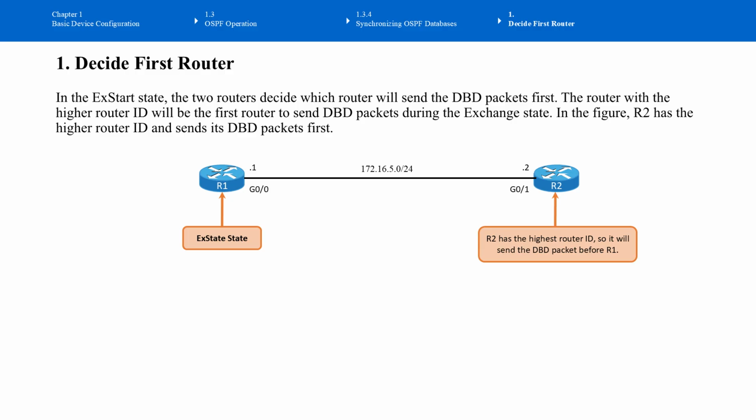The router first enters the exchange start state. During this stage, they decide which router will start the synchronization process, the master, which router will respond, the slave, and the initial database description sequence number. This ensures both routers exchange information in an organized manner.